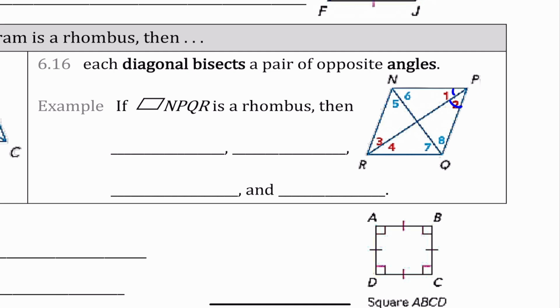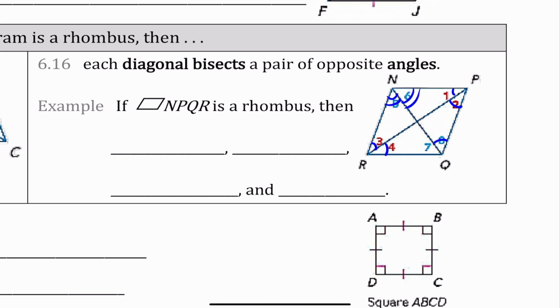And then over here, angle 3 is congruent to angle 4. And the fact that these angles here are congruent, well, I don't really need to draw different arcs in this case. And that's the same idea with this diagonal, okay? With this diagonal, it's going to split angle N into two congruent parts. So I have these two congruent parts here and these two congruent parts here.